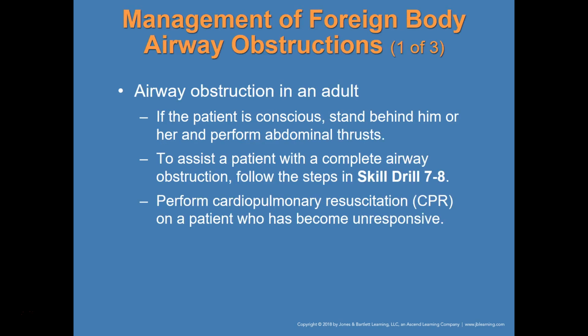To do that, if the patient is conscious, we're going to stand behind him or her and perform those abdominal thrusts. To assist with this, we're going to use skill drill 7-8. We want to get behind there. We want to put our fists between the belly button and the bottom of the xiphoid process, and then we're going to pull back. So we're pulling into their stomach, trying to help them move that obstruction out. If they become unresponsive as we're doing this, we're going to immediately start performing CPR.